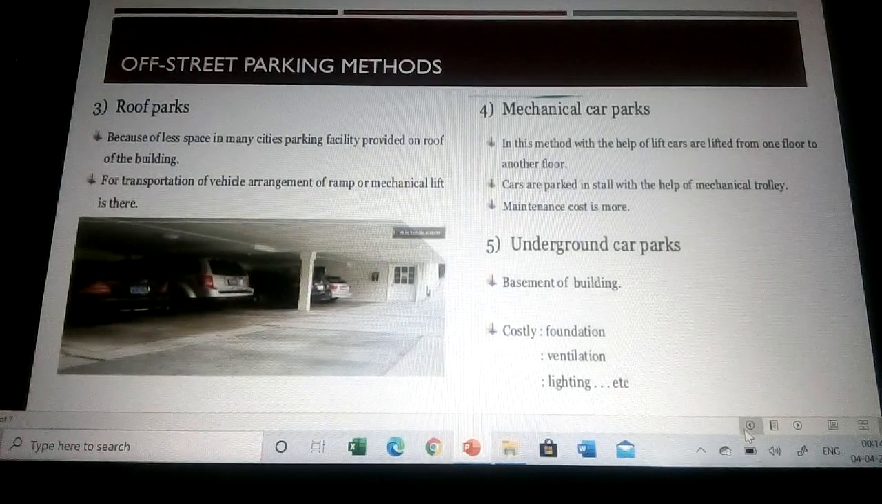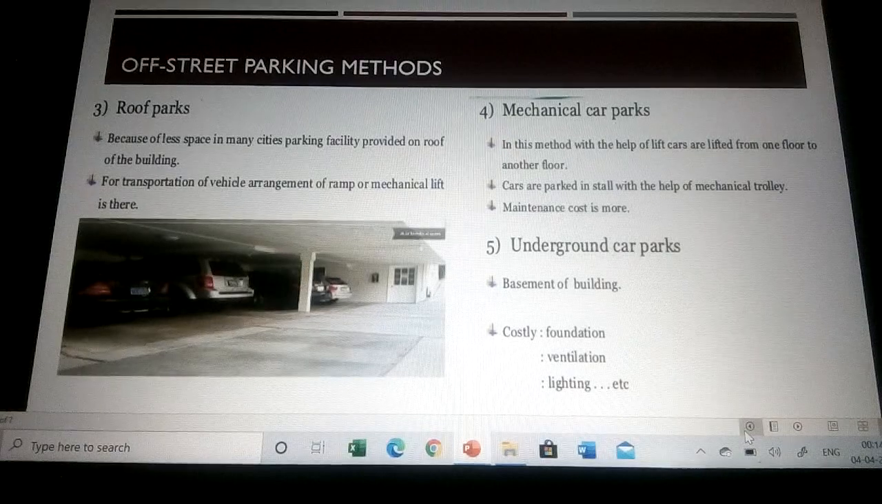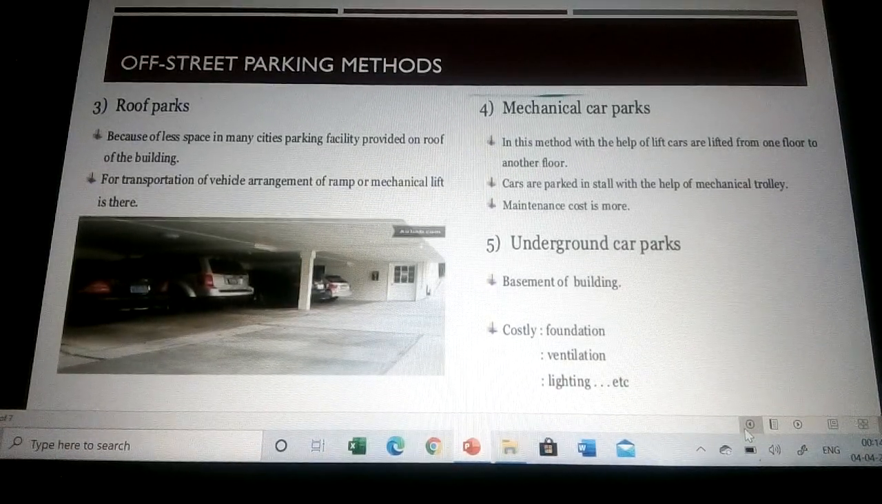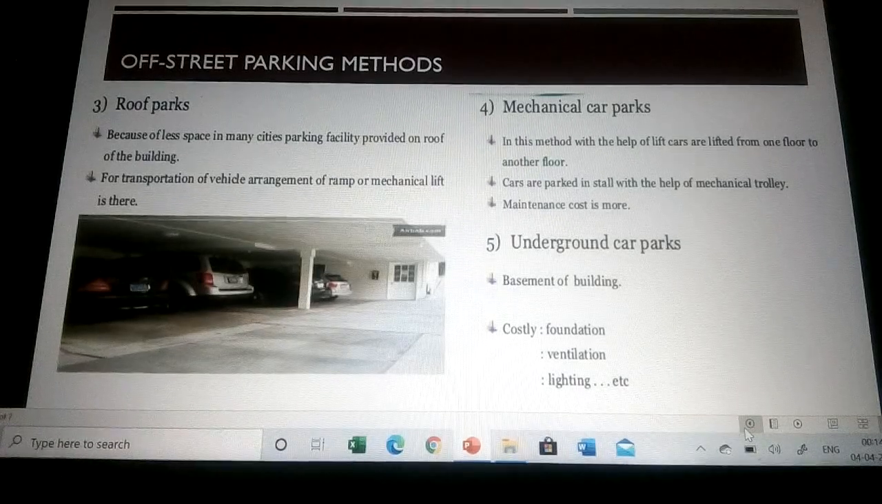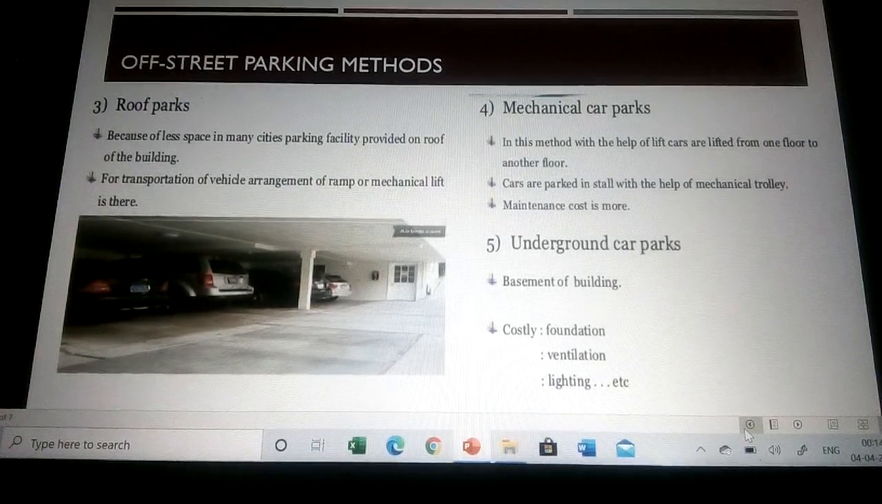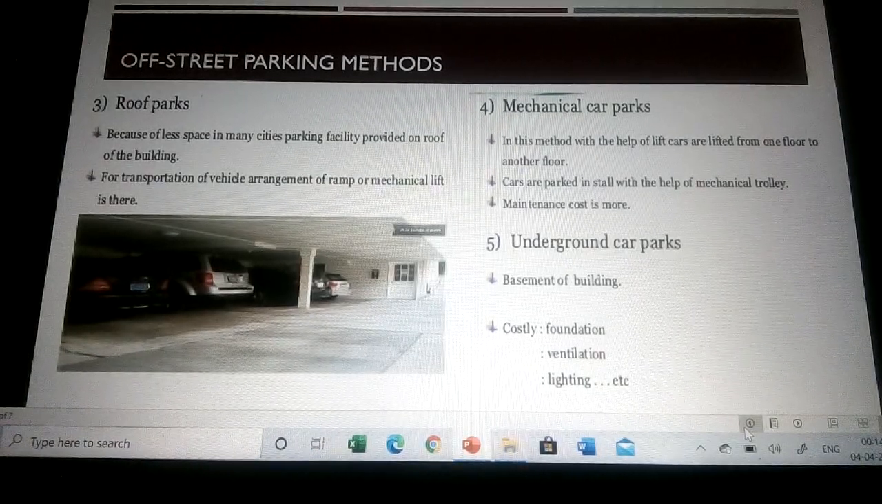The fourth method is mechanical car parks. With the help of a lift, cars are lifted from one floor to another floor, and the cars are parked in stalls with the help of a mechanical trolley. Maintenance cost is more in this case. And lastly, but not the least, we have underground car parks also. For example, the basement of a building. It is costly as compared to the other types, ventilation needs to be provided, foundation, proper lighting, etc.